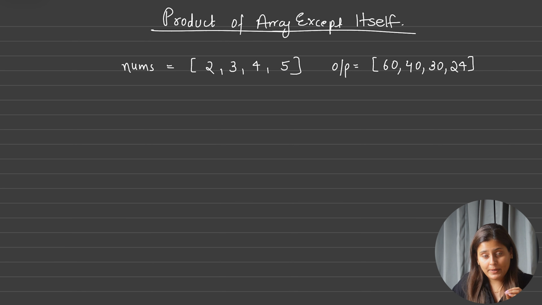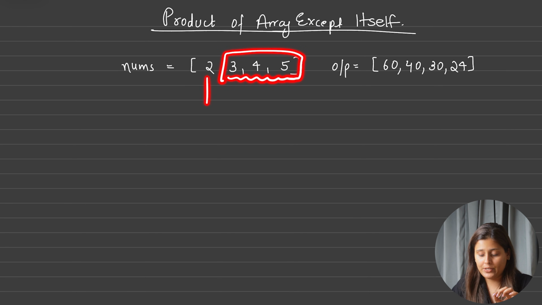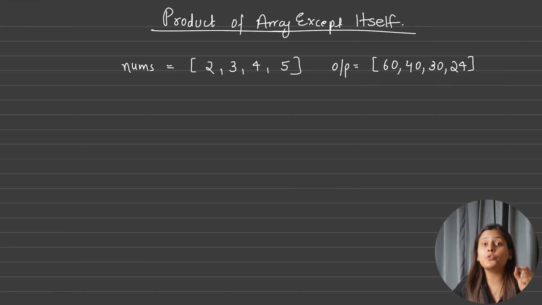The question says we will be given an integer array first, and we have to store at this index in our resultant array the product of leftover elements except this index value, and that is nothing but 3 cross 4 cross 5, that is 60, correct? And here we are not allowed to use a division operator. Okay, so without division operator, can you think of any approach like a brute force approach? Yes, we can.